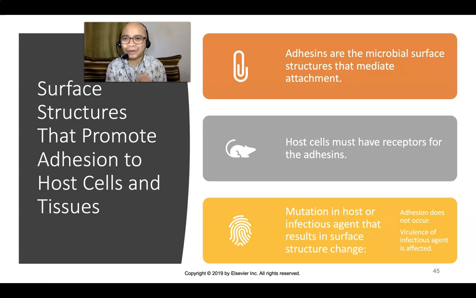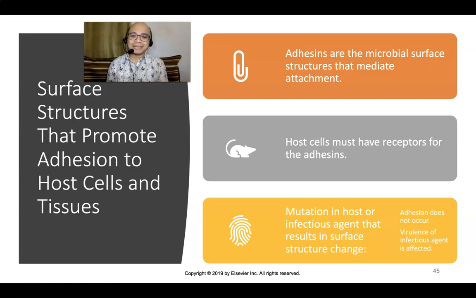The reason why bacteria will actually exhaust the potentials of using adhesins is because some of our cells have receptor sites for the adhesins. In some cases, mutation in the host or even in infectious agents may result in a surface structure change. It can be beneficial for us in some way because in this case, adhesion does not occur, or the virulence of the infectious agent is affected.